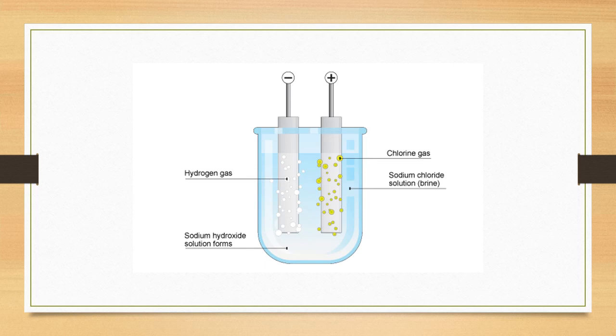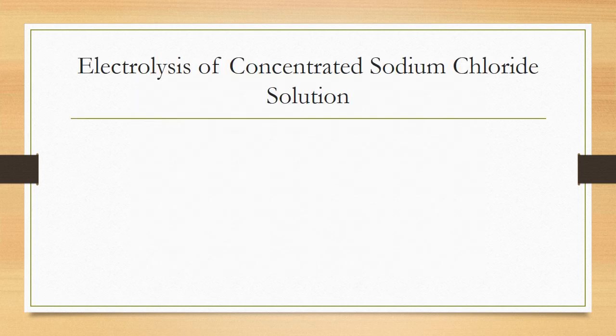So the next example we're going to look at is what happens when you electrolyze a solution of brine. Now, brine is a concentrated solution of sodium chloride. Another important aspect is what happens when you look at sodium chloride solution, and we can compare that to when we melt sodium chloride and the differences that we might observe.